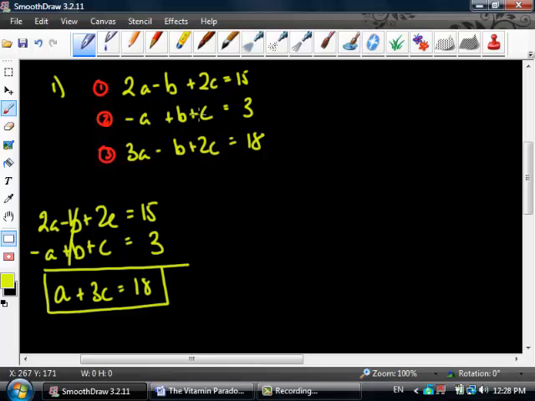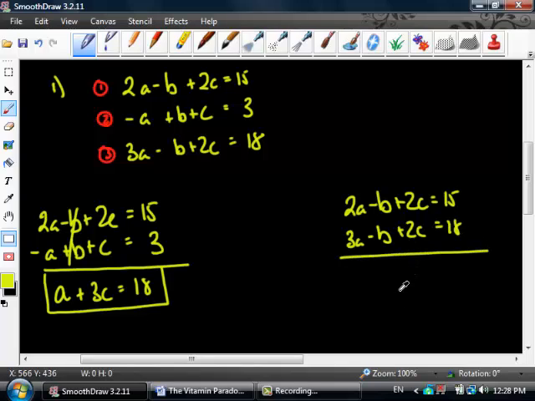Once we choose two equations and eliminate a variable, we need to figure out a way to eliminate the same variable again using two different equations. So if we chose 1 and 2 for the first one, why don't we go 1 and 3 for the second one? Does that make sense? If I choose equation 1 and equation 3, equation 1 gives me 2a minus b plus 2c equals 15. Equation 3 is 3a minus b plus 2c equals 18.